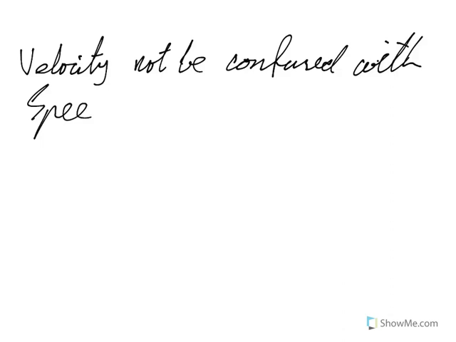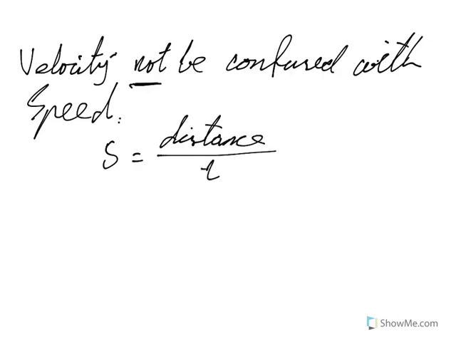Alright, so velocity should not be confused with speed. Velocity is a vector, speed is a scalar, and to work out speed, it is the actual distance that you travelled over the time it took. So your velocity and your speed will more than likely be different.